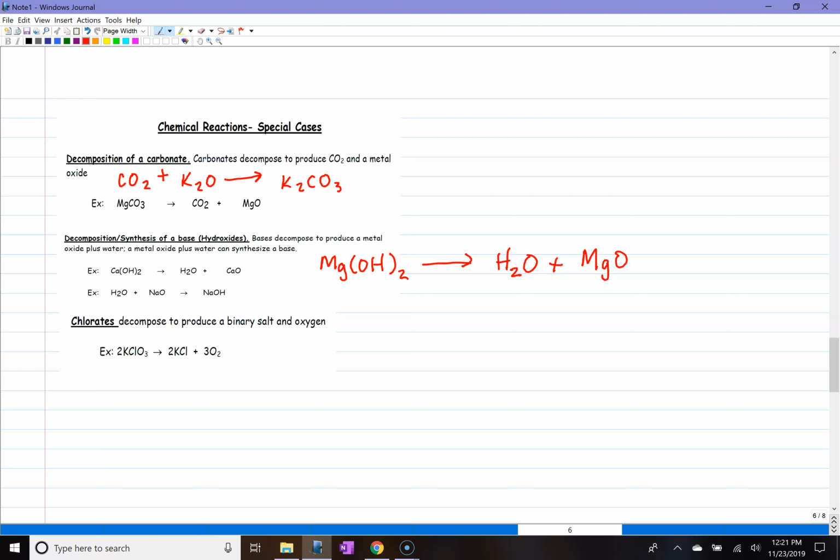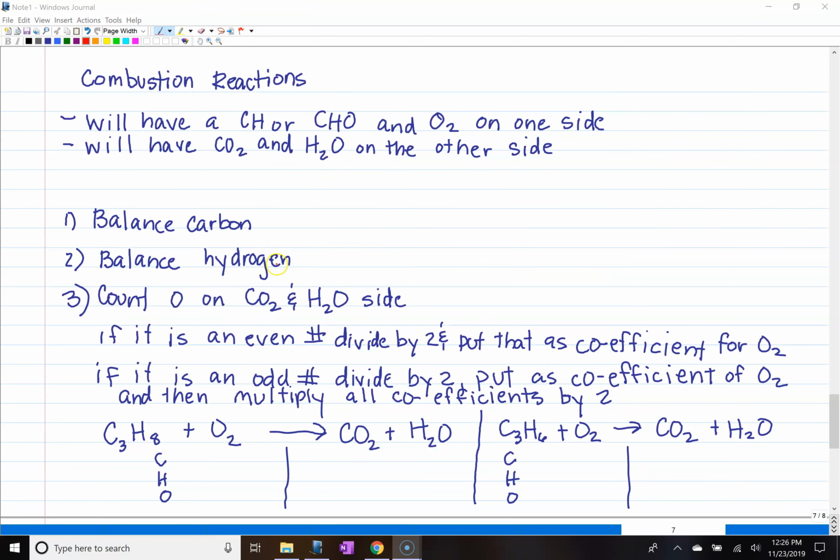Similarly, if I have water and a metal oxide, it's going to form metal hydroxide. If I have a metal chlorate, then it's going to break apart and form a metal chloride and oxygen. Or if I have the metal chloride and oxygen, it's going to form metal chlorate. The last type of reaction is a combustion reaction. A combustion reaction happens when we burn something.